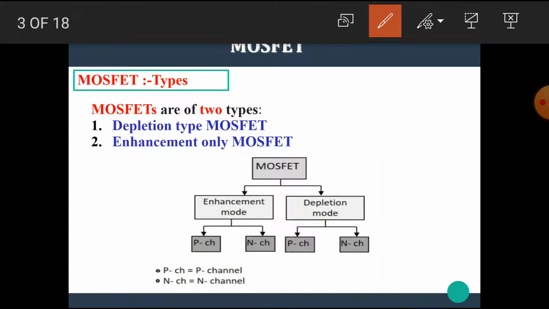In the previous lecture, we have seen the types of the MOSFET. There are mainly two types, depletion type and enhancement type MOSFET. Each of depletion and enhancement type is further divided into two types, P channel and N channel MOSFET. The basic difference between the depletion type MOSFET and enhancement type MOSFET is that in depletion MOSFET a physical channel is present in the structure, but in enhancement type MOSFET no physical channel is present in the structure.